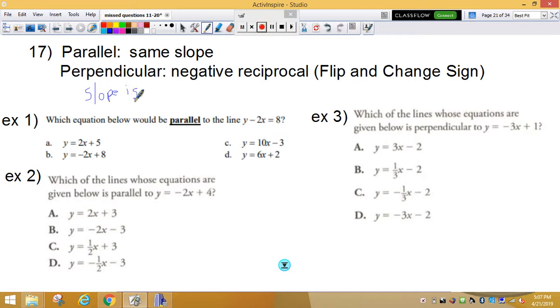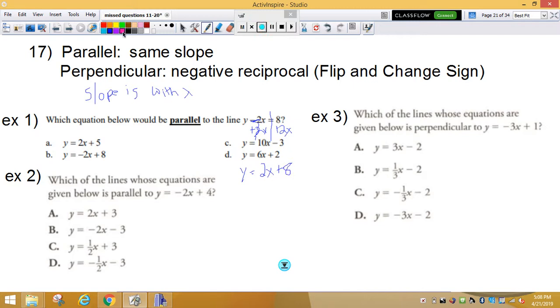Slope is with x. Okay, so let's do example 1. Which equation would be parallel to this line? Well, first we got to get y by itself. So you should have this written down in your notes. Exactly how I'm going to solve it, I want it in your notes. So we move the 2x by doing plus 2x, plus 2x. These go away. So y equals, it's a positive 2x and a positive 8.